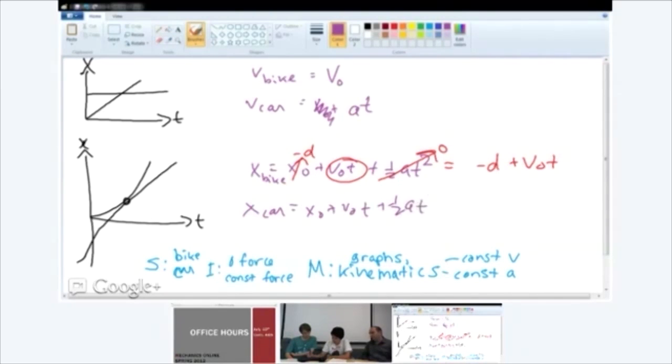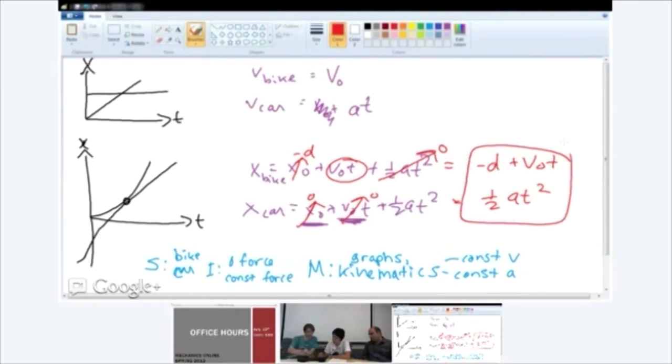Great. But we said it starts from rest, and we defined its starting position to be 0. So we can get rid of the first two terms. And we know that these things have to be equal. Awesome. So let's set them equal. V naught is equal to AT, and negative d plus V naught t equals 1/2 AT squared.